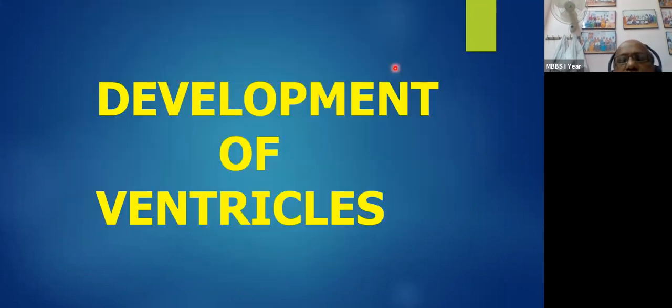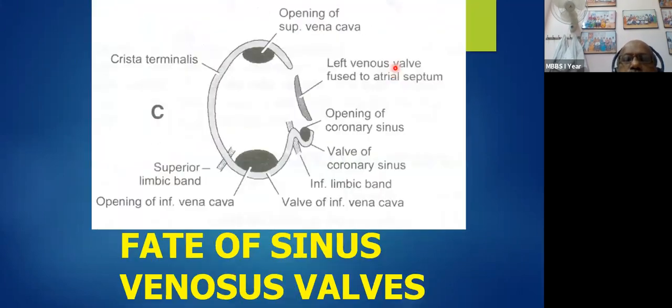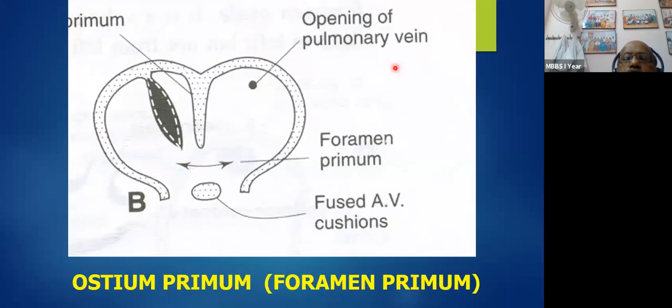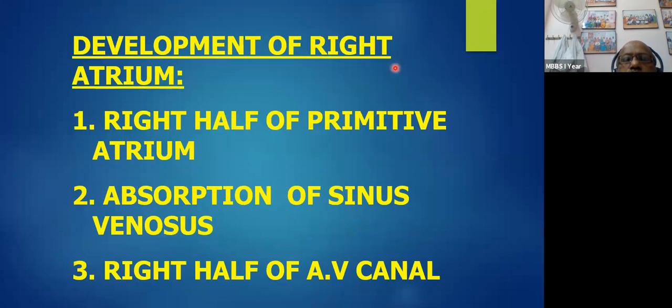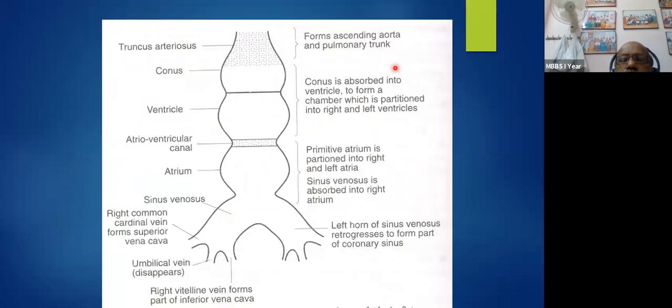So now, development of ventricles. That is very simple. I told you at the beginning itself. So already we have the ventricle. This is the ventricular part of your fused endothelial heart tube. Once the septum is formed here, it will be divided into right half and left half. The right half will be the right ventricle, and the left half will be the left ventricle.